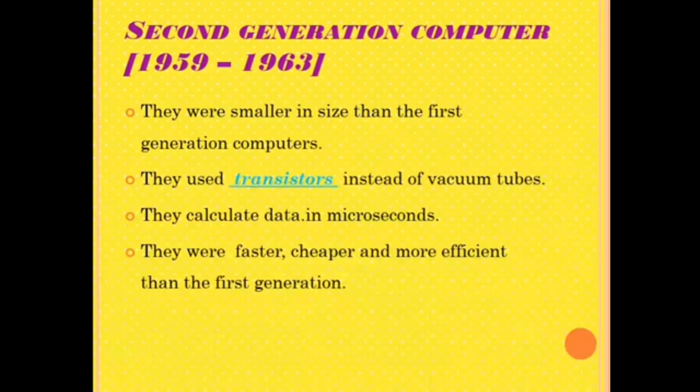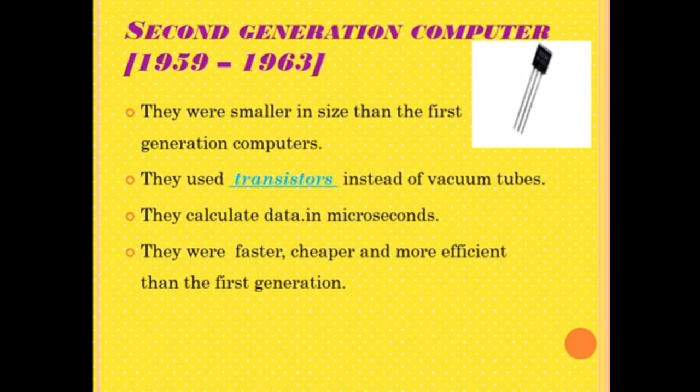Now let's see our second generation computer. They were smaller in size than the first generation. So compared to the first generation, the machine is very small. They used transistors instead of vacuum tubes. This is the image of a transistor. Do you see that image? Yes, that is the transistor image. They calculate data in microseconds.